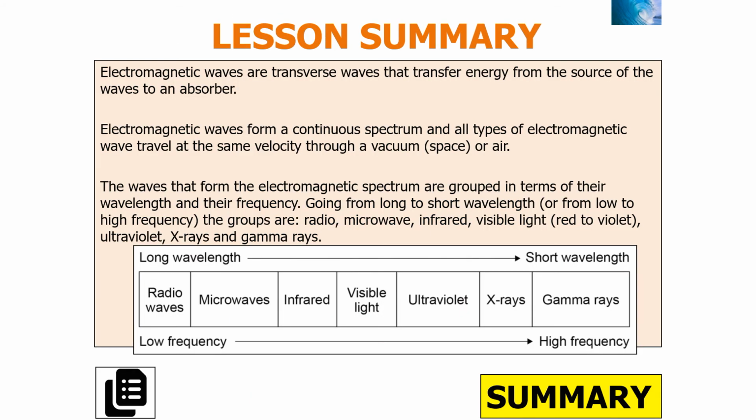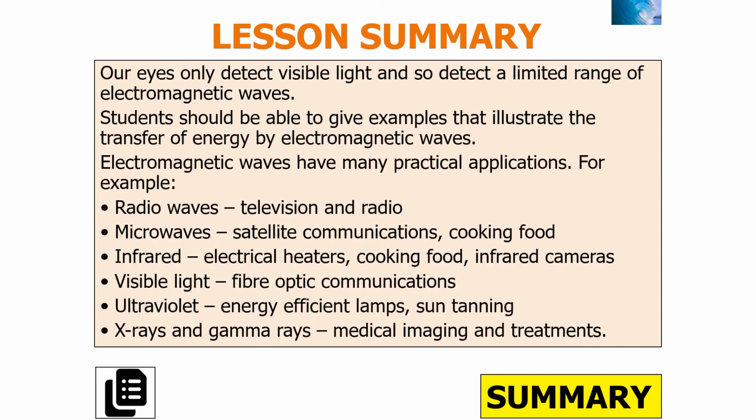So what have we learned in today's lesson? Electromagnetic waves are transverse waves that transfer energy from the source of the waves to an absorber. Electromagnetic waves form a continuous spectrum, and all types of electromagnetic wave travel at the same velocity through a vacuum or air. The waves that form the electromagnetic spectrum are grouped in terms of wavelength and frequency. So from long wavelength to short wavelength, it goes radio wave, microwave, infrared, visible light, ultraviolet, X-rays, gamma rays. Our eyes can only detect visible light, and so detect a limited range of electromagnetic waves.